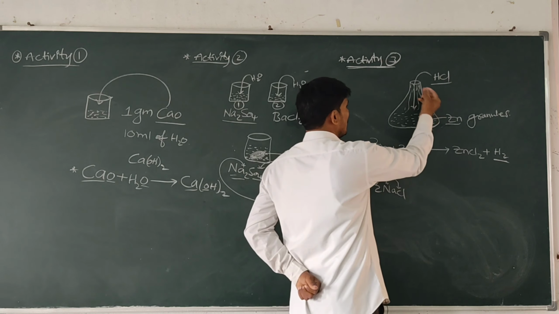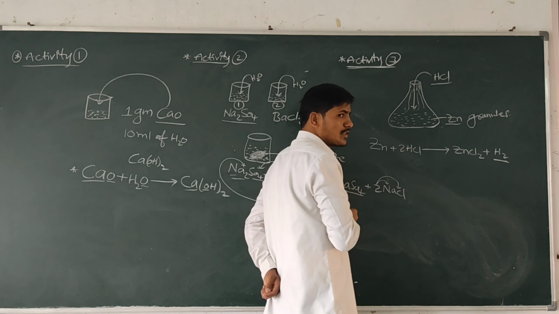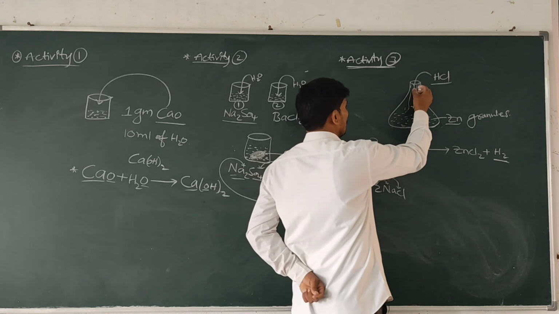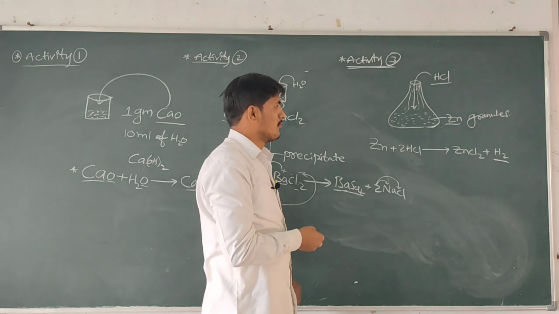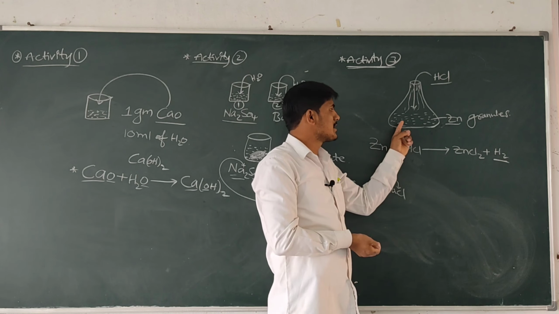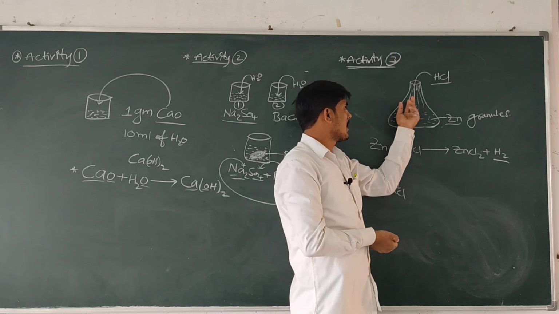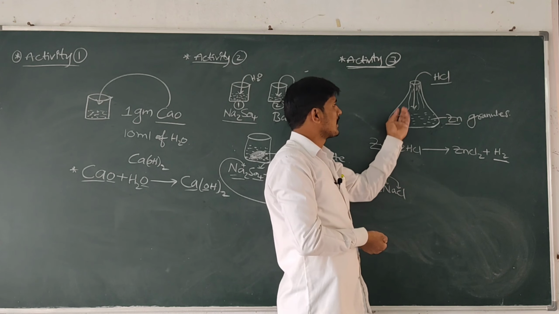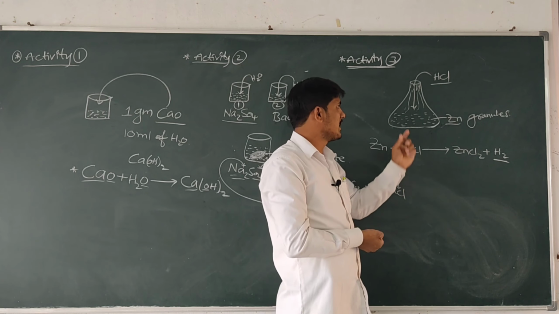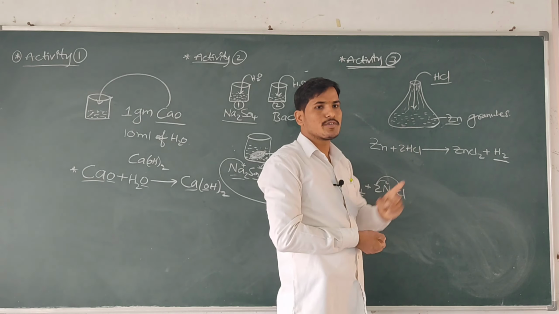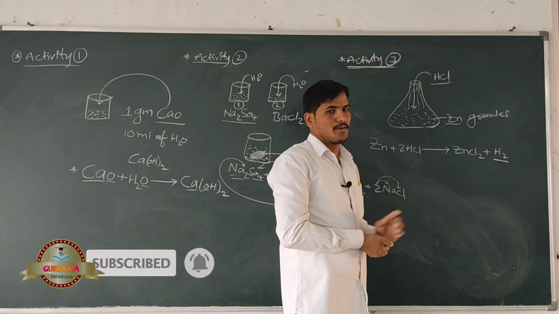At that time, when we bring a lighted matchstick near the mouth of the conical flask, it produces a pop sound and puts off. Once again, when the chemical reaction takes place between the zinc granules and hydrochloric acid, the gas comes outside. When we bring a lighted matchstick near the mouth of the conical flask, it produces a pop sound and puts off. Based on that, the evolved gas is hydrogen.